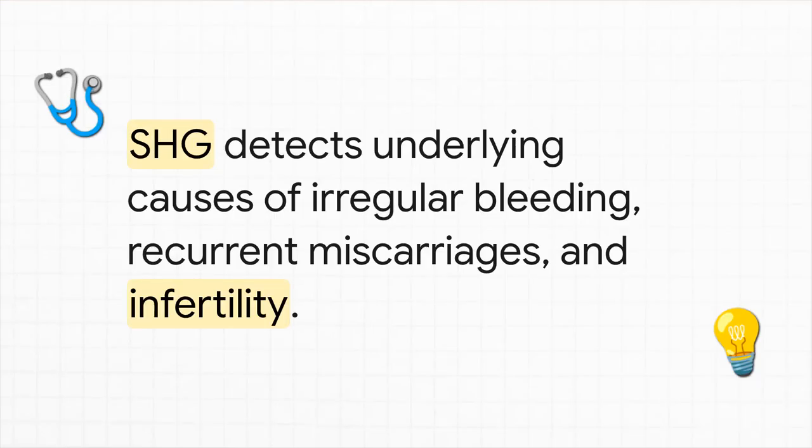Doctors rely on the SHG test to pinpoint the root causes behind some deeply challenging conditions. If you've been experiencing irregular uterine bleeding, recurrent miscarriages, or infertility, your doctor might recommend this test. And I just want to pause here for a second and validate how exhausting and heartbreaking those experiences can be. Going through them takes immense strength. The real beauty of the SHG is that it's a proactive tool designed specifically to investigate why these things are happening, so you and your doctor can finally get some real, actionable answers.